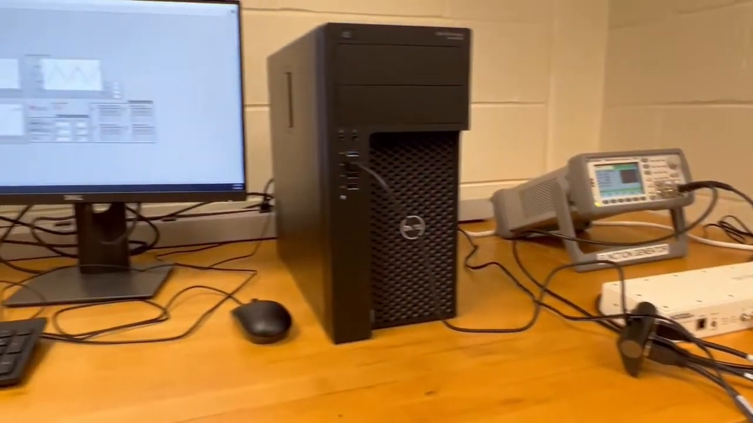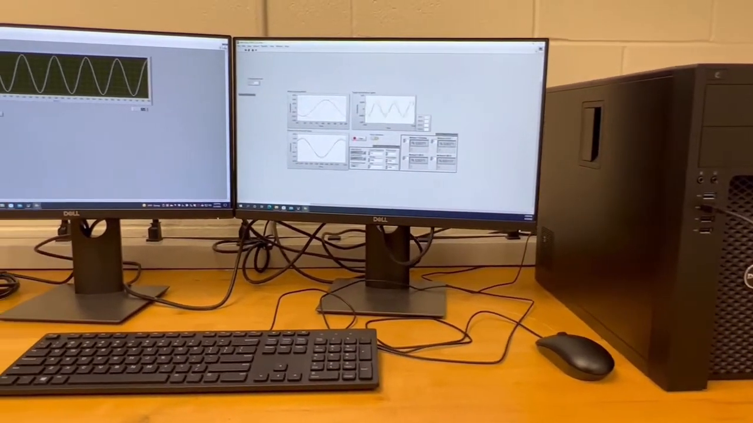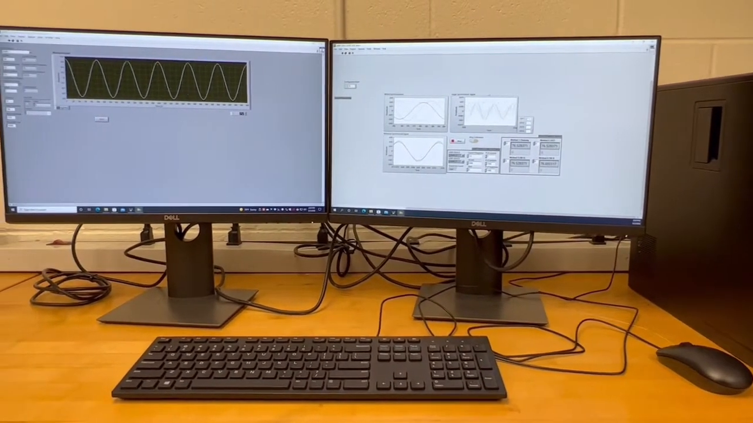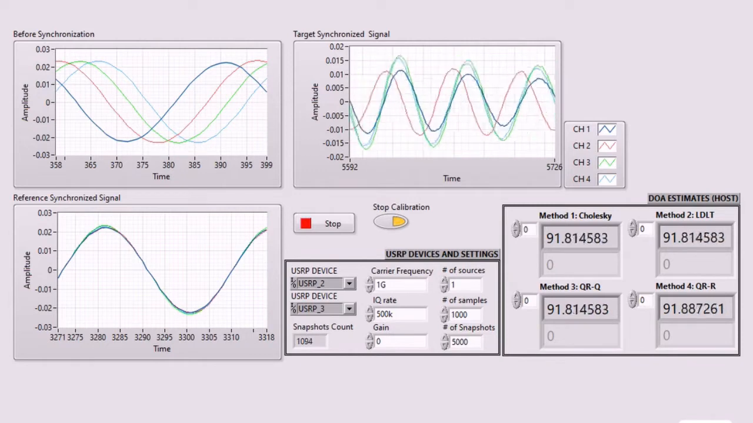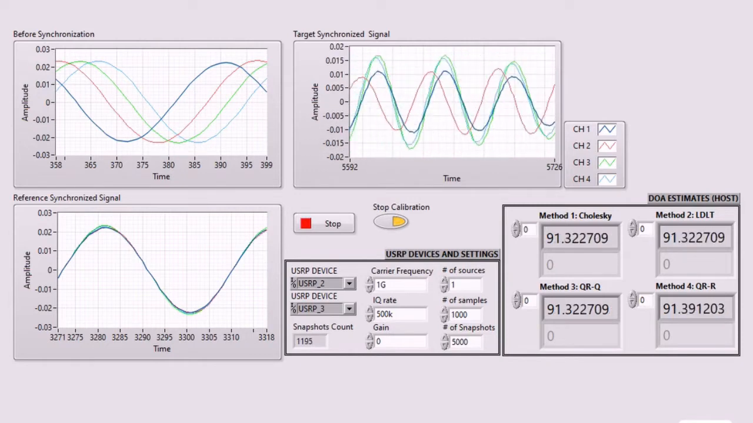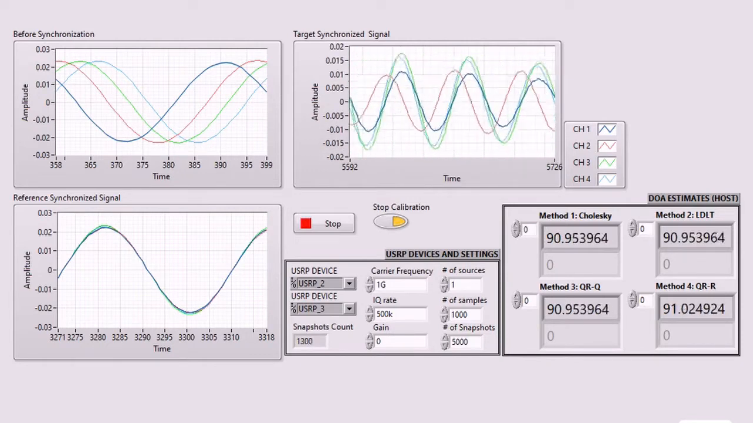Finally, on the host computer, we are using LabVIEW to perform all signal processing as well as our direction of arrival estimation algorithms. On the upper left-hand corner, you can see the received signals and their phase offsets. As well, on the bottom, you can see us synchronizing those signals.